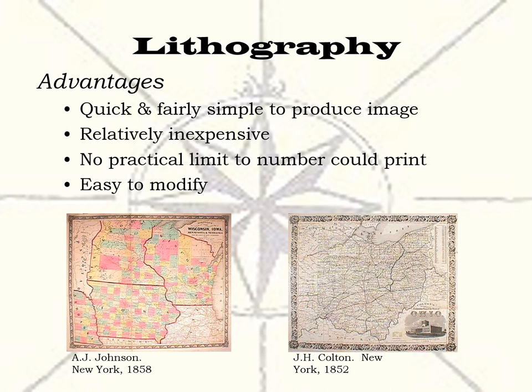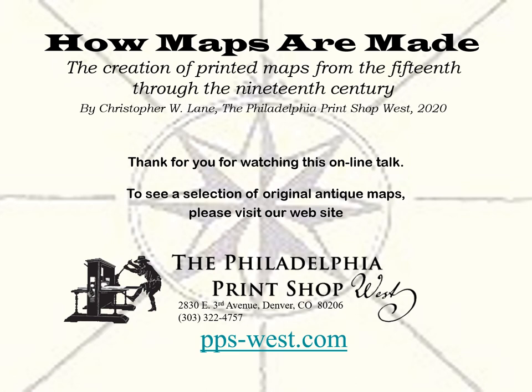Lithography continued to be the dominant means of map making up to the later part of the 19th century, when it was finally replaced by wax engraving and then photomechanical processes for making maps. That is a look at the major processes used to make printed maps from the 15th through the 19th century.